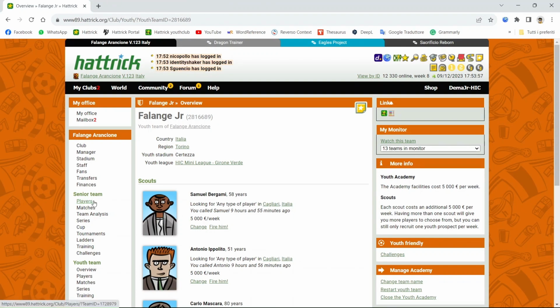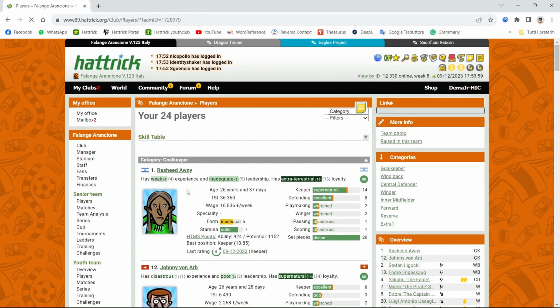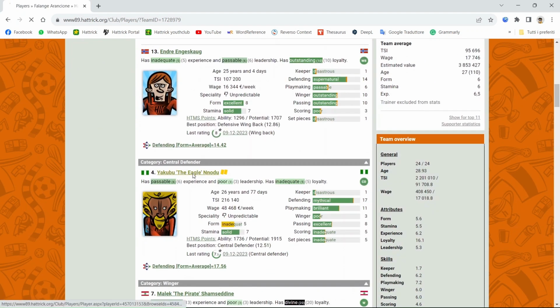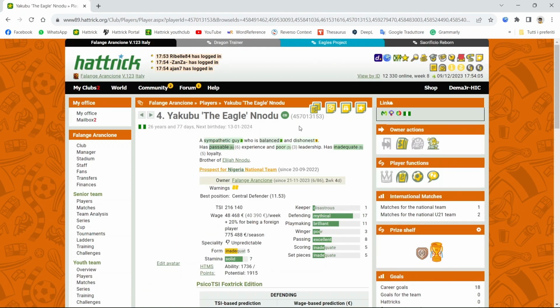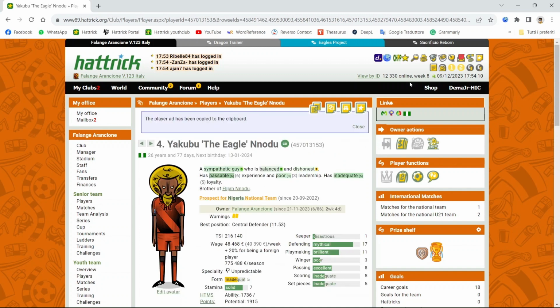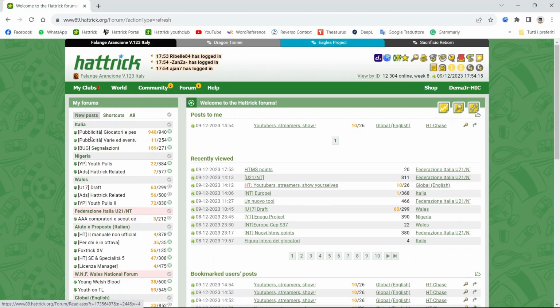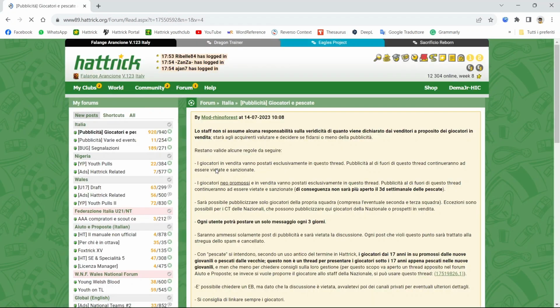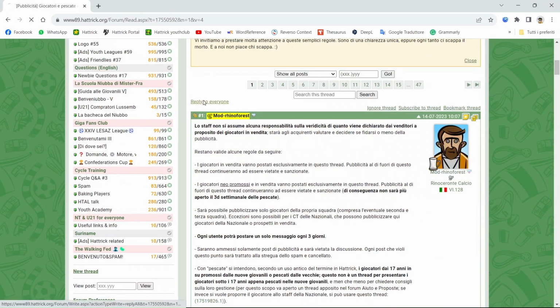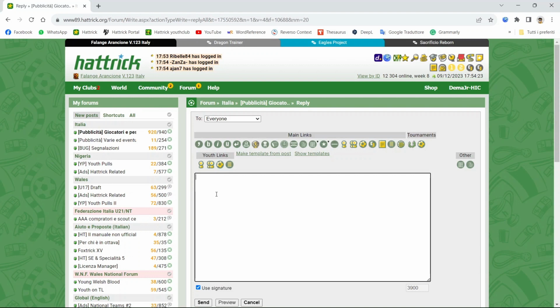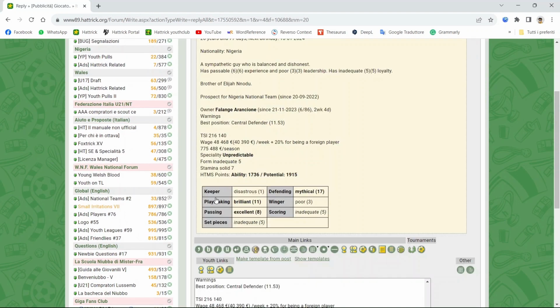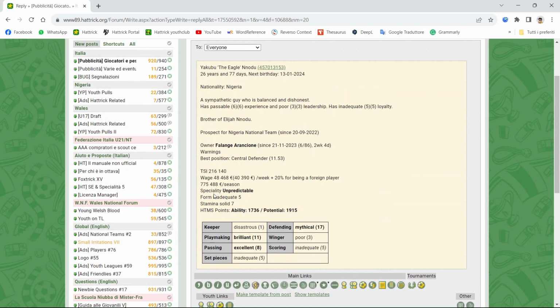We can also share the skill of a player in an easy way. We can go to the player's page, and if I want to share with my friends the skills of a player, I can click here, copy player ID, and go to the forum. You can reply to everyone, and in one second copy and paste the skill, and in one second you have all the info to share with the scouts and friends, showing the skills of your players with the ability and the potential also here.